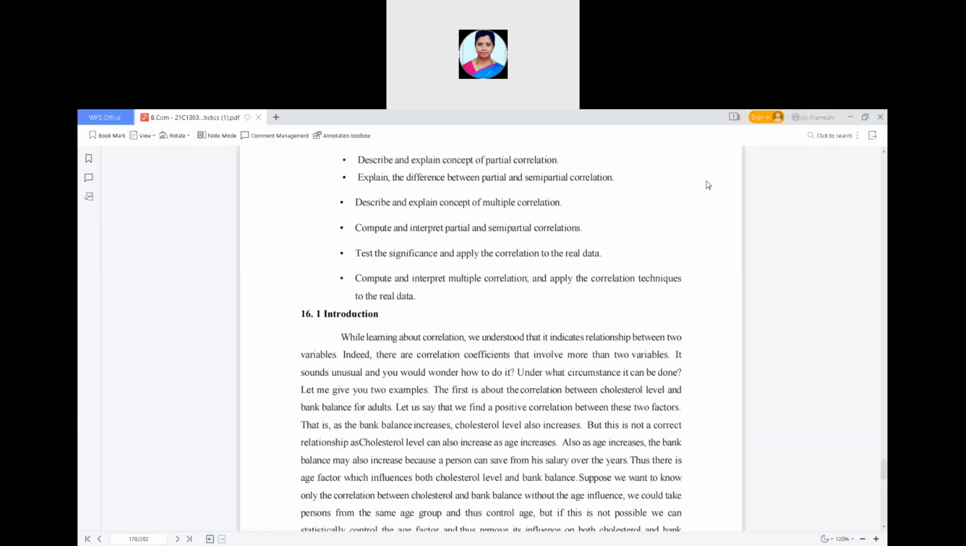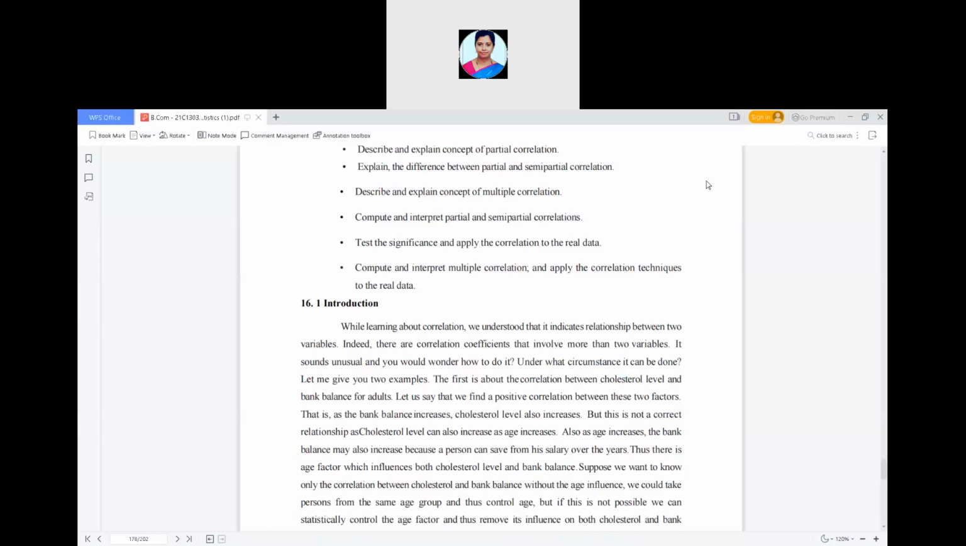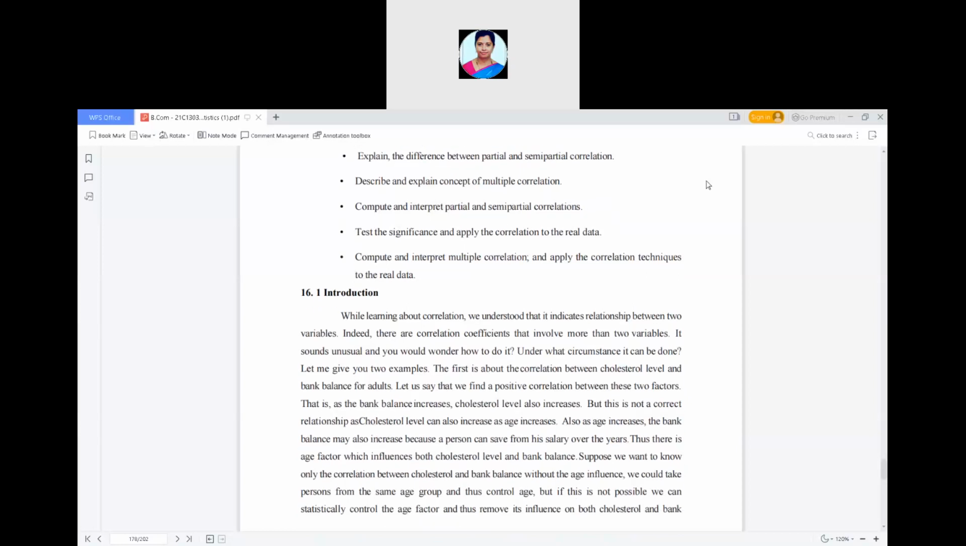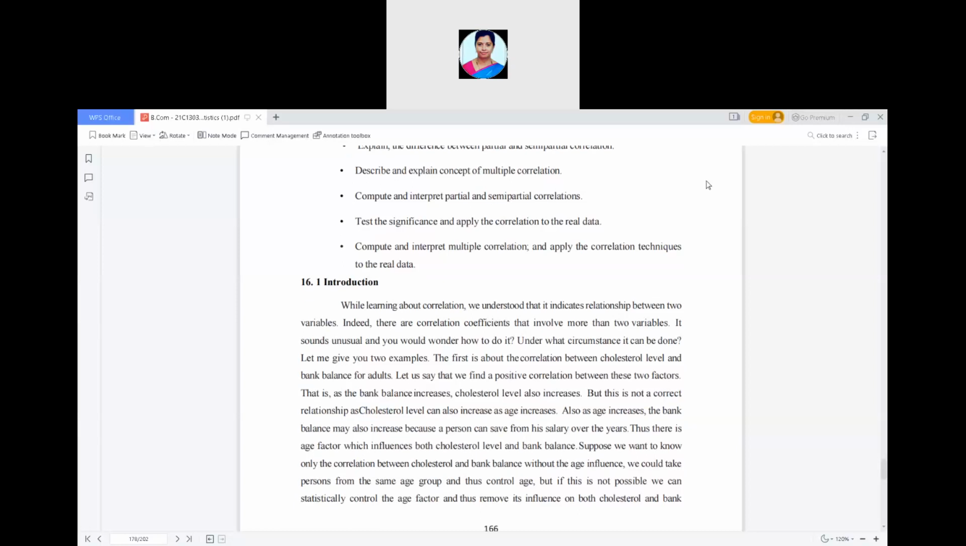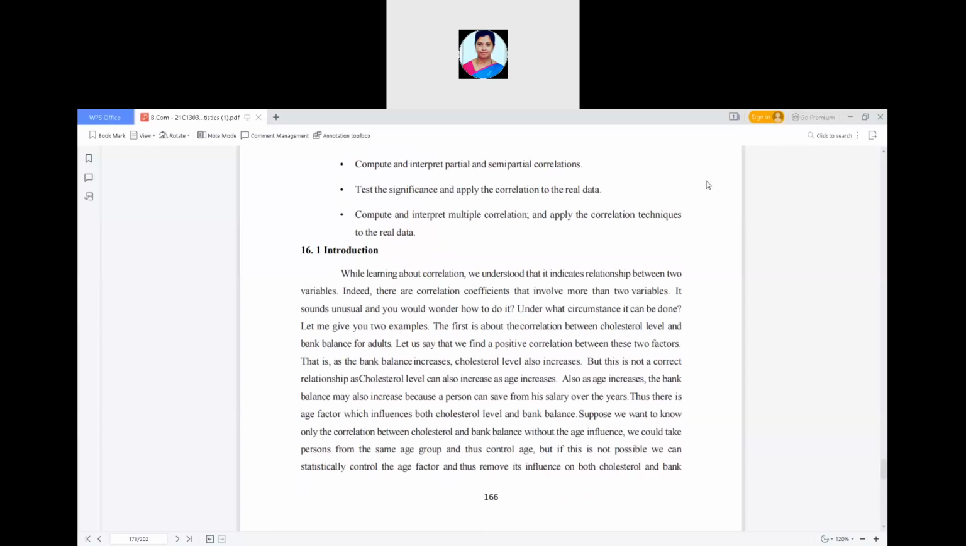Suppose we take an example. For example, the correlation between the cholesterol level and the bank balance for adults, and let us say we find a positive correlation between these two factors. That is, as bank balance increases, cholesterol level also increases. But this is not the correct relationship; it is the increase in age. As age increases, bank balance may also increase because a person can save his salary over the years. So this age factor influences both cholesterol level and bank balance.